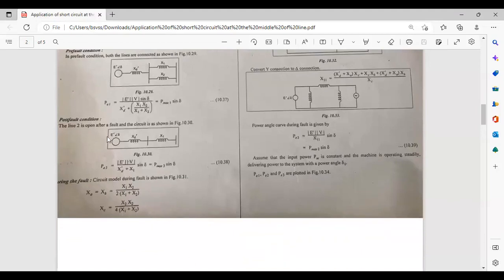So here we can see the diagram. During this post-fault condition, the diagram has the generator and its reactance, and in the transmission line, we will have only the first reactance X1.